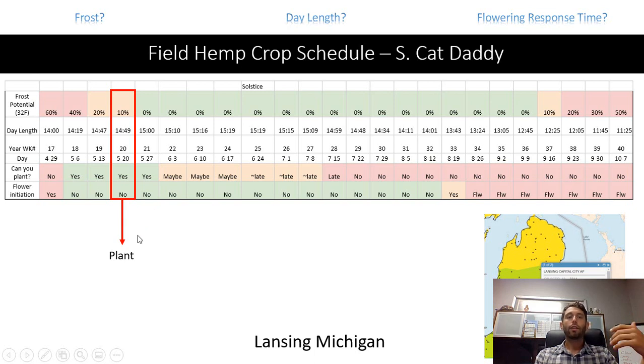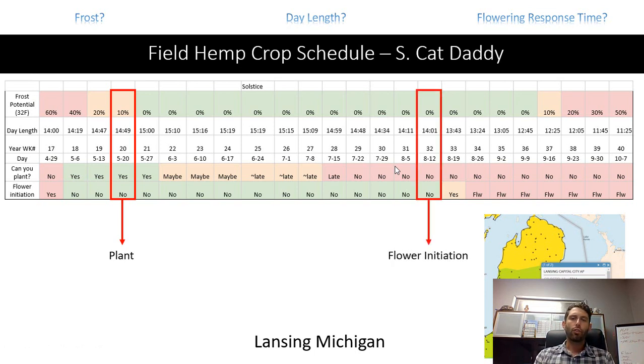Then, once plants are planted, they're growing, they're establishing, they're focusing on vegetative growth. You have a natural distribution of day length throughout the year, right? So in the spring, it slowly gets longer, and then as you hit the solstice, it peaks, and then the day lengths get shorter as you go into fall. And so if we follow that throughout the season, the plant stays vegetative and initiates flowering when day lengths come back down to 14 hours. And so on August 12th, Southern Cat Daddy would initiate flowering in Lansing, Michigan, because we've hit 14 hours.